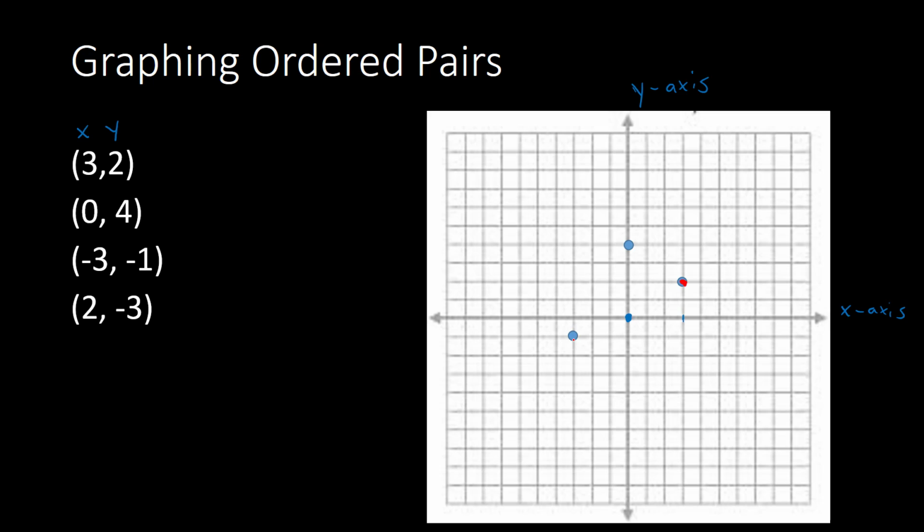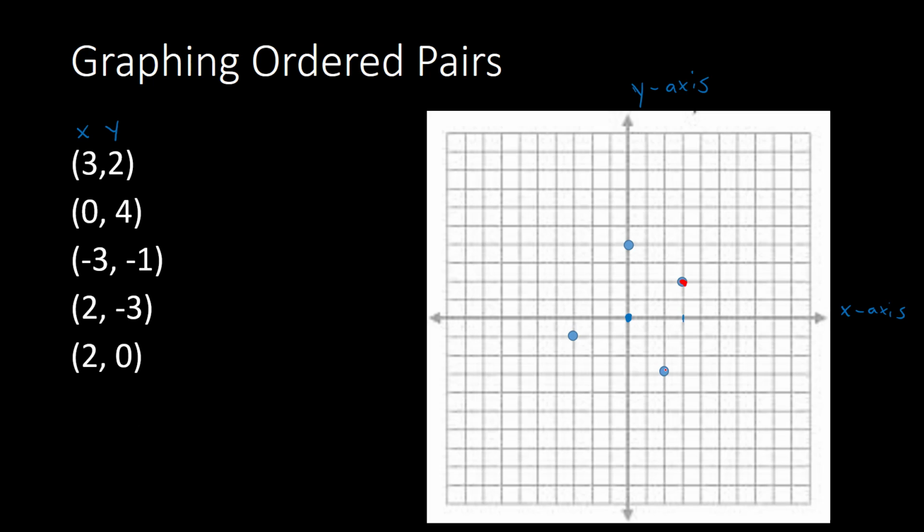And then we have 2, negative 3. So x is 2. It's a positive 2. So I'm going to go in the positive direction, so over to the right 2. And then y is negative 3. So y would have to go down 3. So down 1, 2, 3 would take me right there.